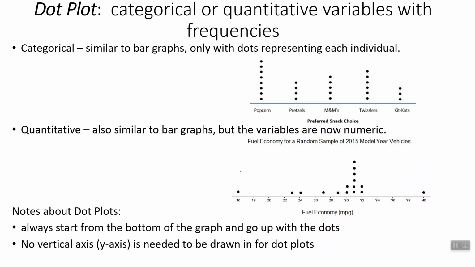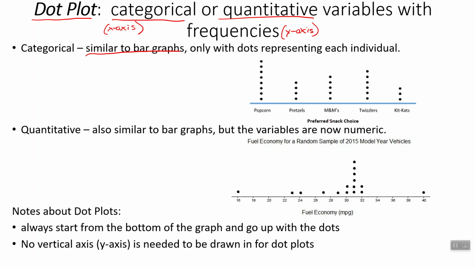All right, next type of graph is a dot plot. A dot plot can use either the categorical variable or the quantitative variable for our x-axis. The y-axis is, again, the frequencies. In fact, for everything we're going to do, the y-axis is frequencies. So for categories, it really is very similar to a bar graph. The dots are like the height of the bars.